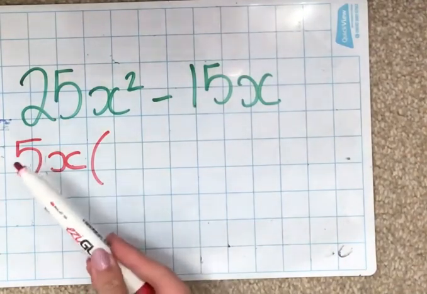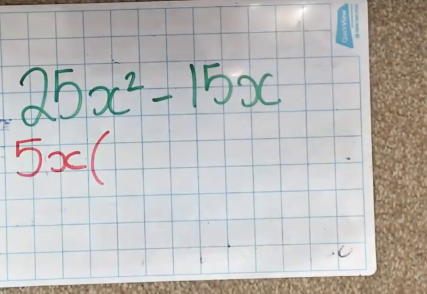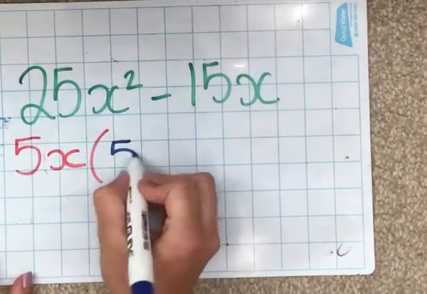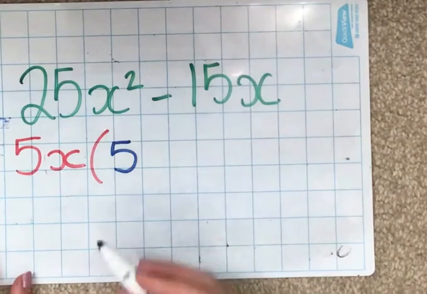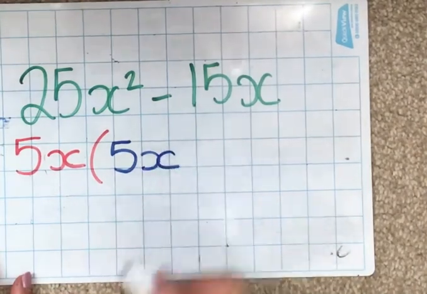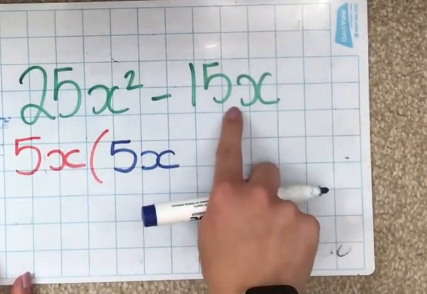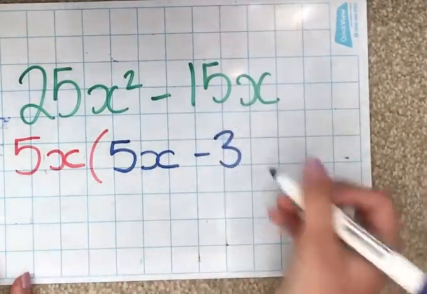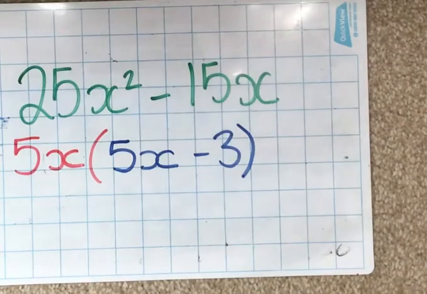Okay, then I take it in their stages. Think about the numbers. So 5 times what gives me 25? Well, that is 5. x times what gives me x squared? Well, that's just x. Then 5 times what gives me 15? Well, that's going to be 3. x times what gives me x? Well, it's 1, so I don't need to write it. And I end up with that.